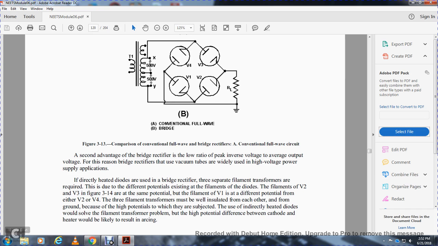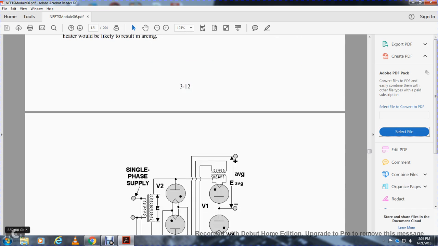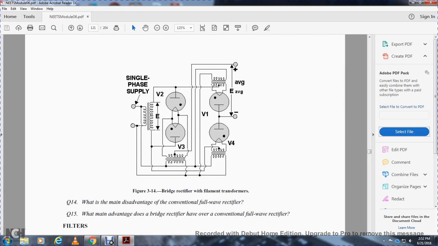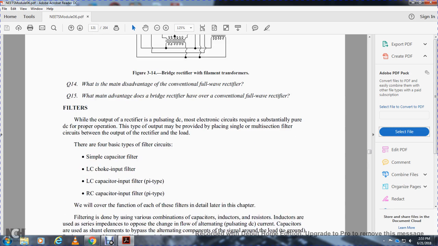Indirectly heated diodes solve the filament transformer problem, but the high potential difference between the cathode and heater would likely result in arcing. Figure 3-14 shows the bridge rectifier transformers, with the transformer voltages V1, V2, V3, V4, connected in parallel between each of them, giving an average voltage in single-phase power.